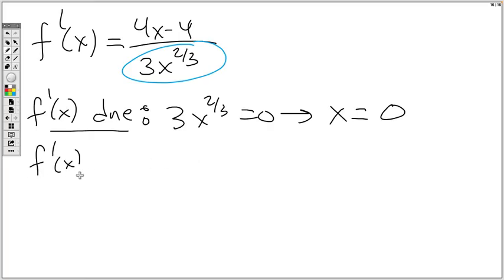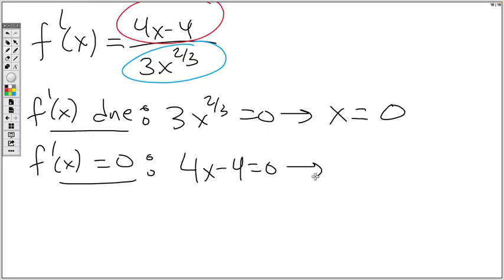And I can also readily tell when the derivative is 0, because since I have a fraction, the derivative is undefined when the denominator is 0. The derivative is 0 when the what? Numerator is 0. And that happens when x is what? 1. Okay? So I'm all set to make my sign diagram.